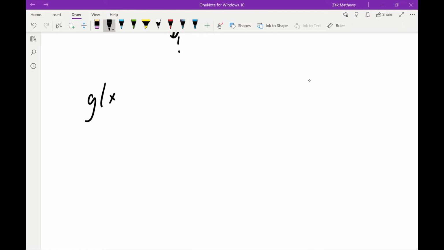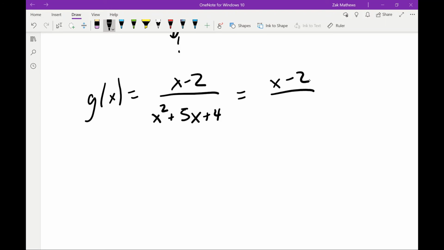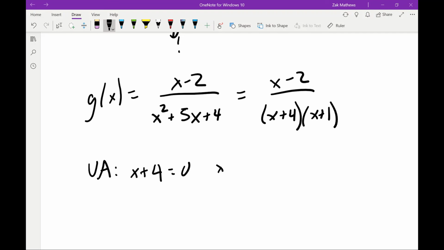Let's say we have g of x is equal to x minus 2 over x squared plus 5x plus 4. First thing I need to figure out is the asymptotes, so I'm going to factor the top and bottom. Well, the top is already factored, it's a single factor rather. The denominator factors as x plus 4 times x plus 1. So my vertical asymptotes, I have a pair of them this time because both factors are unique. I get x is equal to -4 and x is equal to -1.